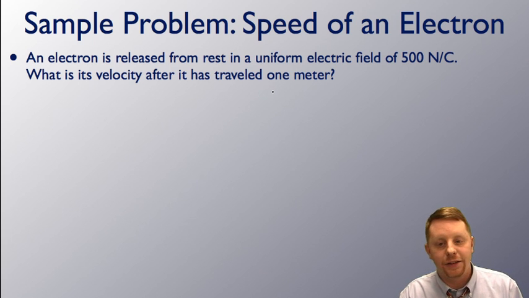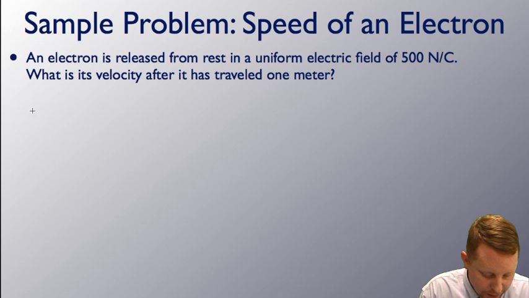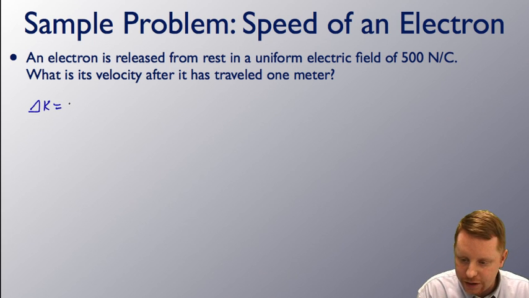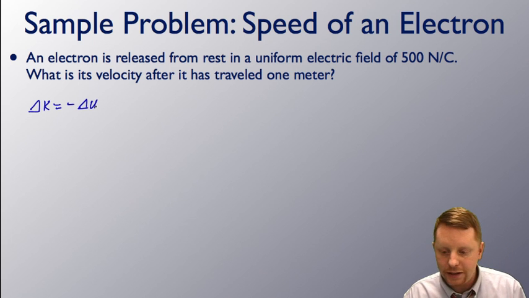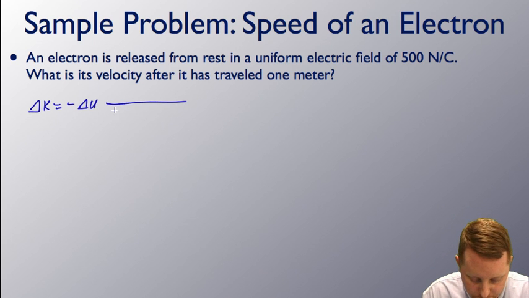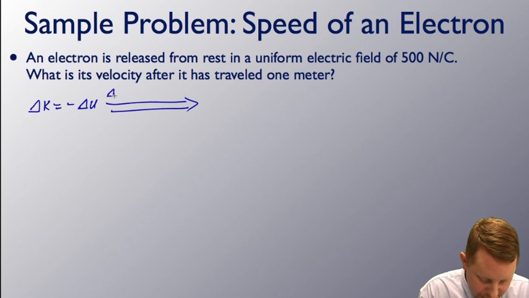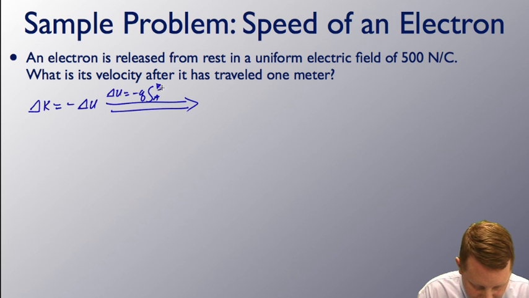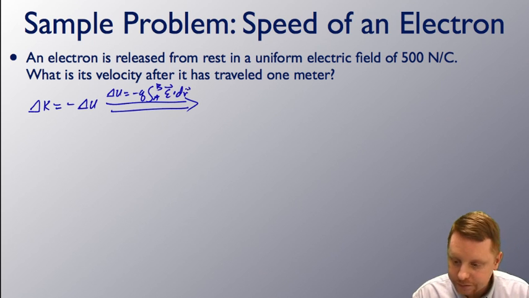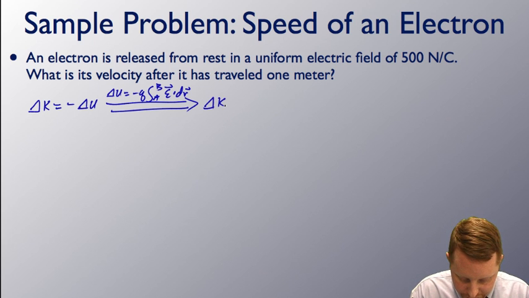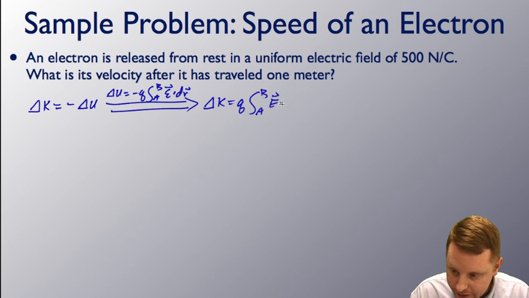Well, this sounds like a conservation of energy sort of problem, where our change in kinetic energy is going to be equal to the opposite of our change in potential energy. But we know that the change in potential energy is going to be minus Q integral from A to B of E dot dr. Therefore, our change in kinetic energy must be Q integral from A to B of E dot dr.